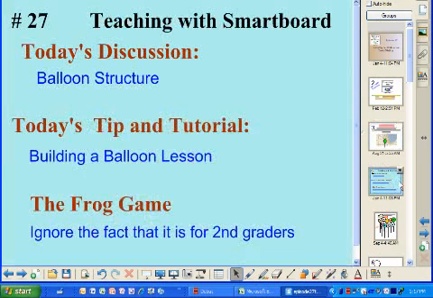What's happening today? Well, our discussion today is about balloon structure. Our tip and tutorial is about building a balloon lesson. And then we've got this frog game, but not to let the air out of your balloon. You have to ignore the fact that this game is for second grade. I was thinking frog game. Hot air with this balloon stuff. Lots of hot air.